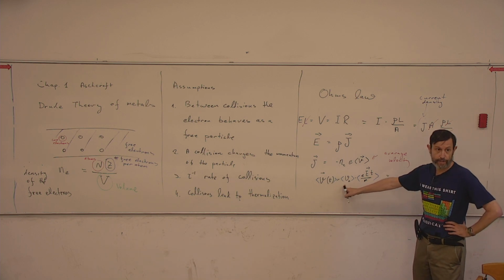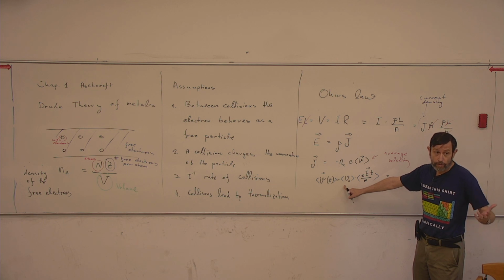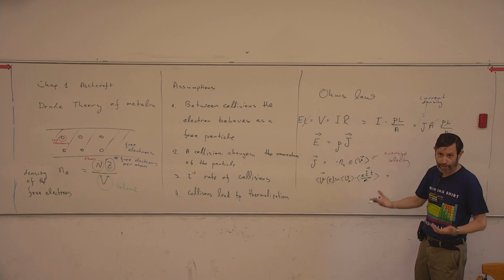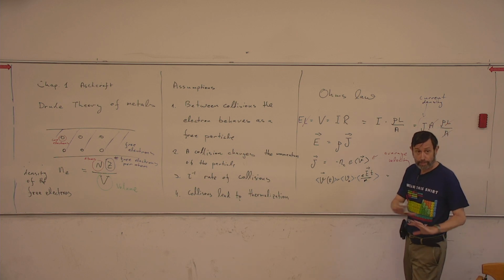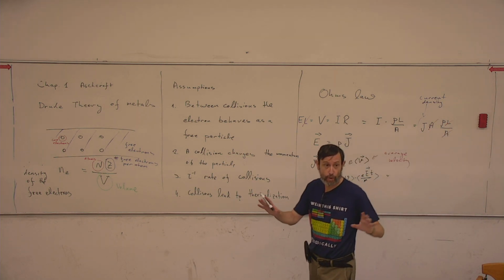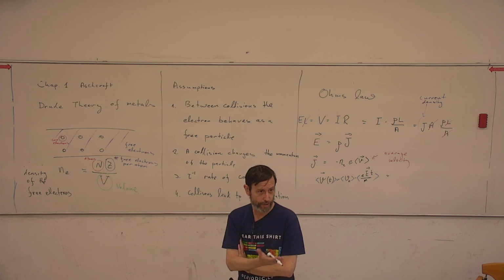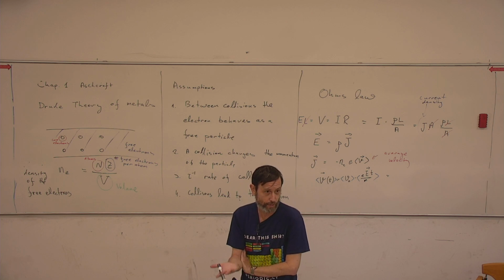The average of V0, the constant. The average is itself. It's 0, because after each collision it comes out in some direction. The simplest assumption: it has no preferential exit direction after the collision, meaning that if I average over the V vector, it's 0.